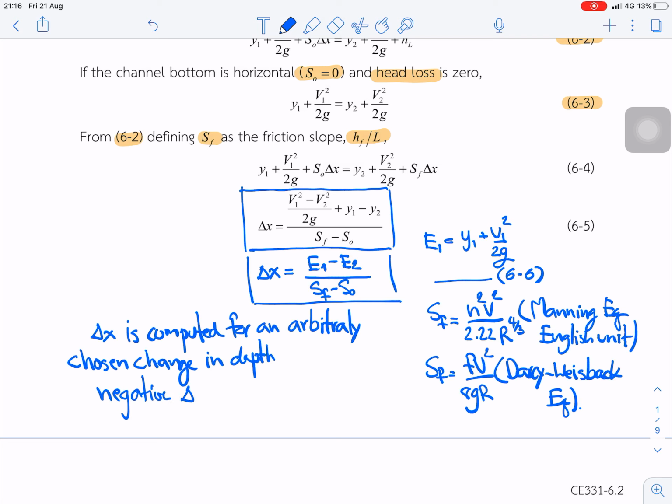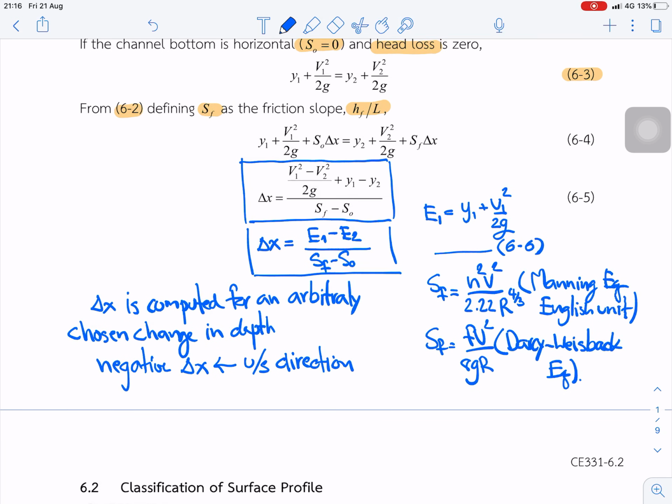We get a negative delta x if we calculate in the downstream direction. If we calculate from the downstream to the upstream direction, we get a positive delta x, and we can look at the example later. So the difference is the sign of delta x.